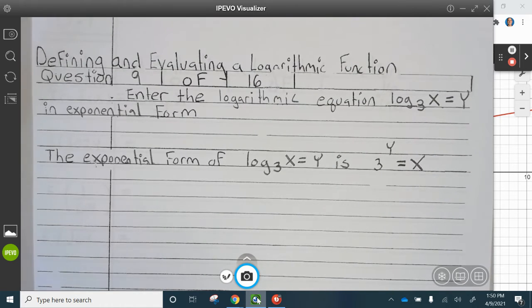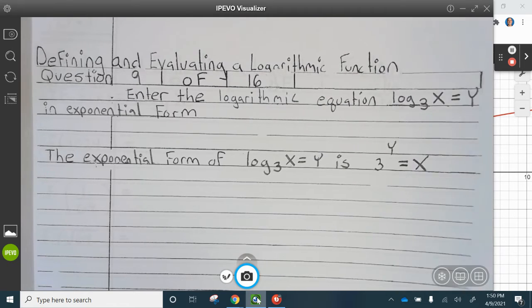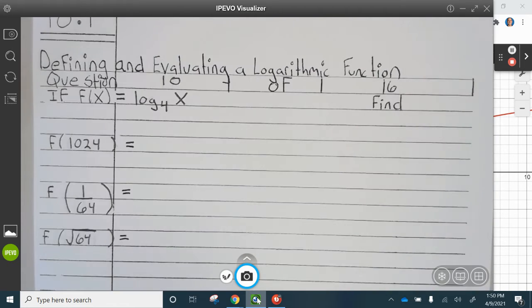Question 9 of 16. Enter the logarithmic equation log base 3 of x equals y in exponential form. The exponential form of log base 3 of x equals y is 3 to the y equals x.